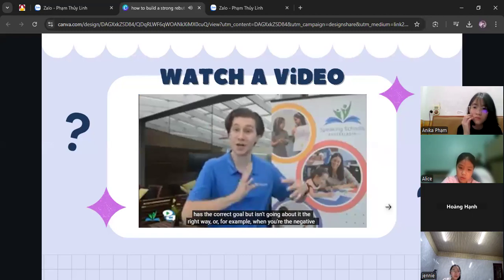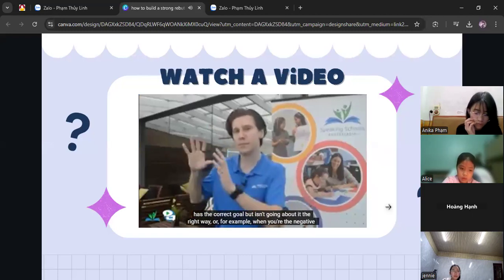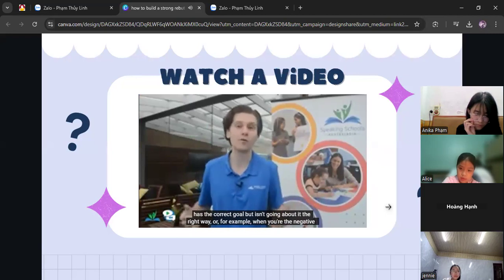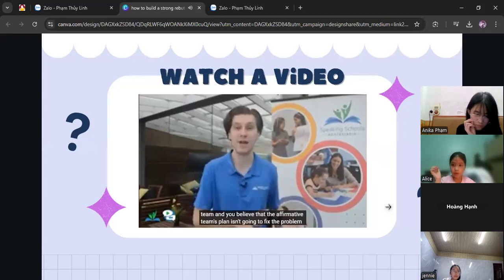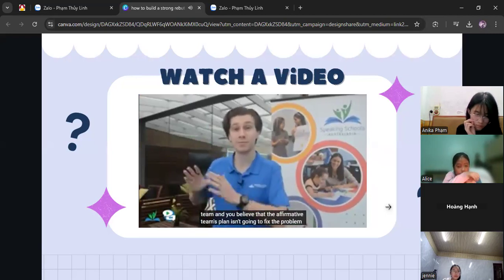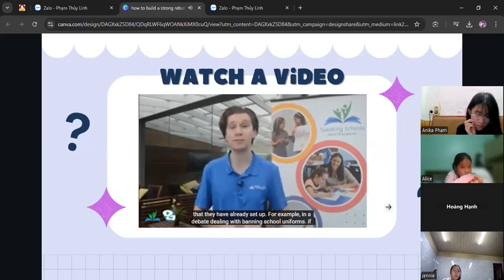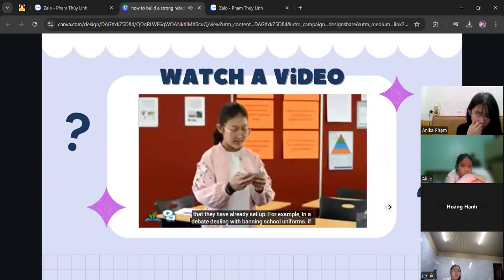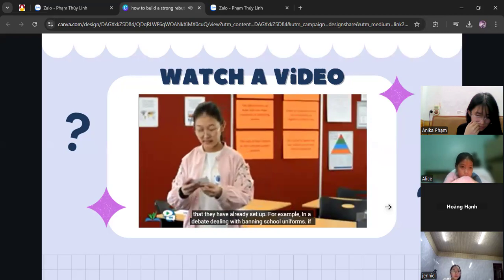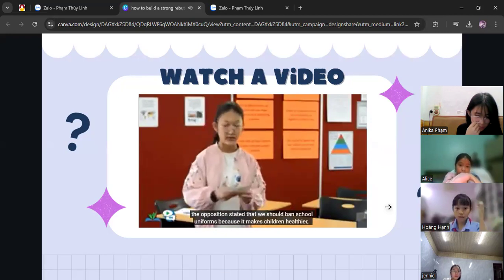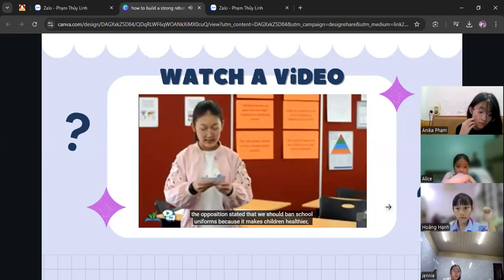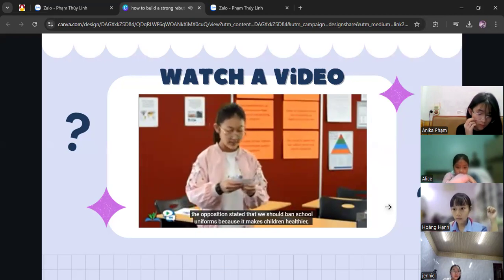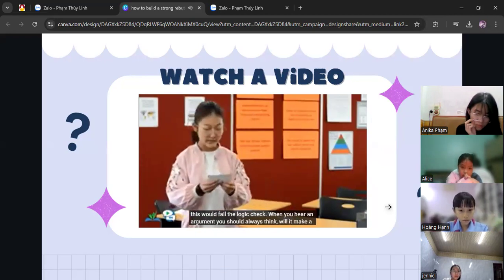Your opposition is correct goal, you're just going about it the right way. Or when you're the negative team and you believe that the affirmative team's plan isn't going to fix the problem that they have already set up. For example, in a debate dealing with banning school uniforms, if the opposition stated that we should ban school uniforms because it makes children healthier, this would fail the logic check.